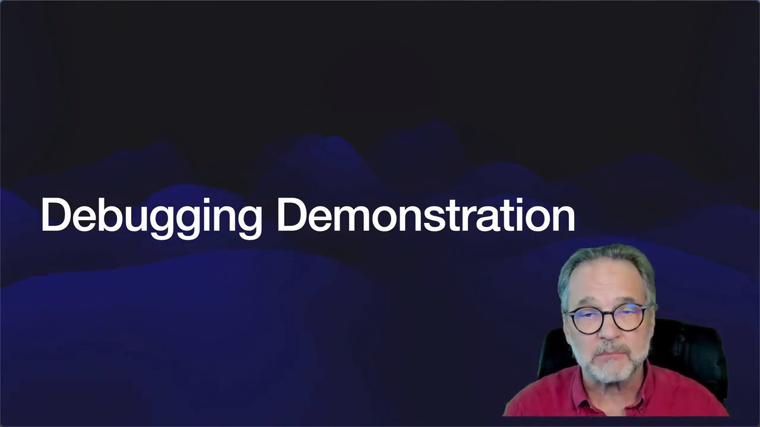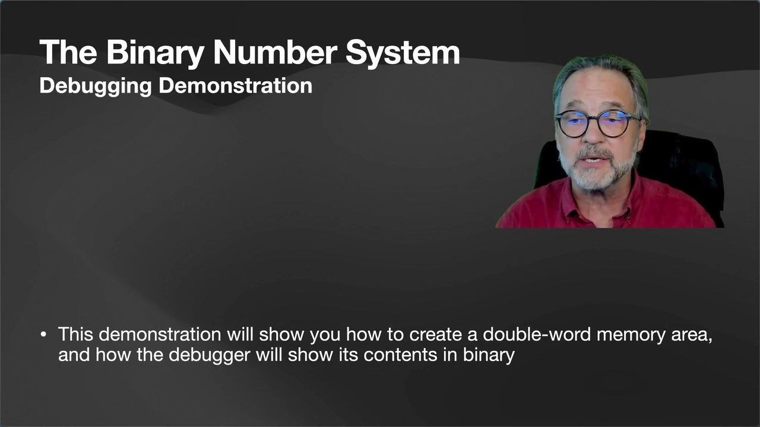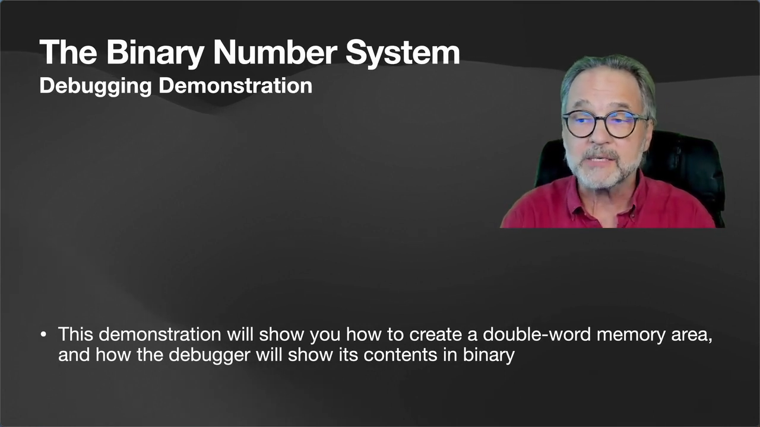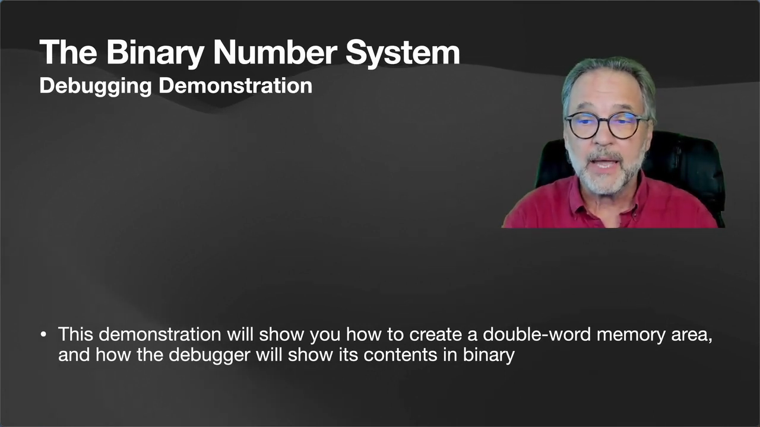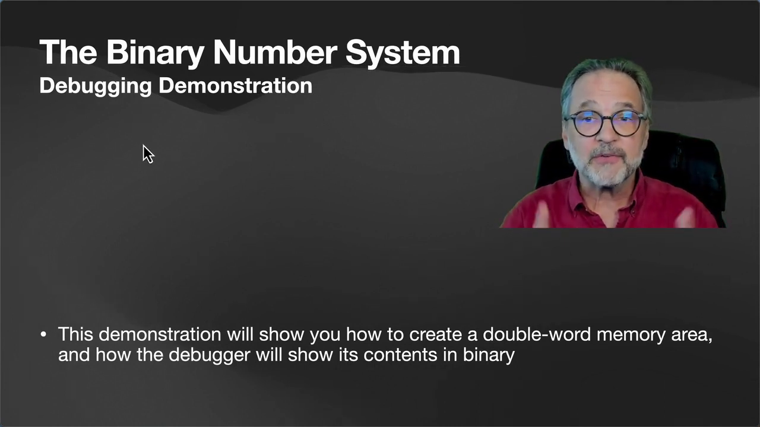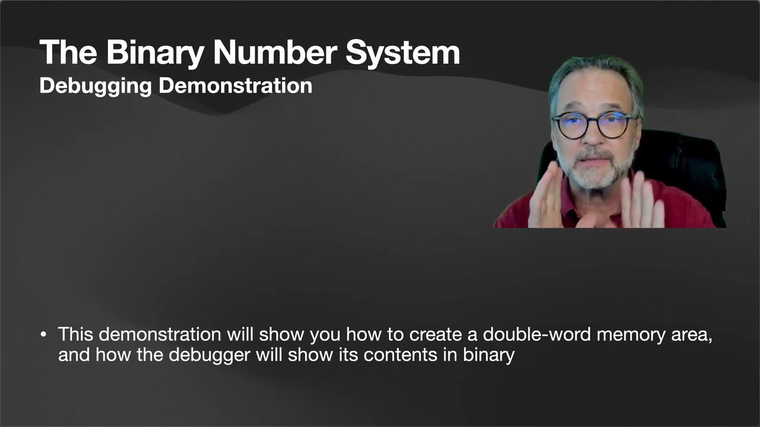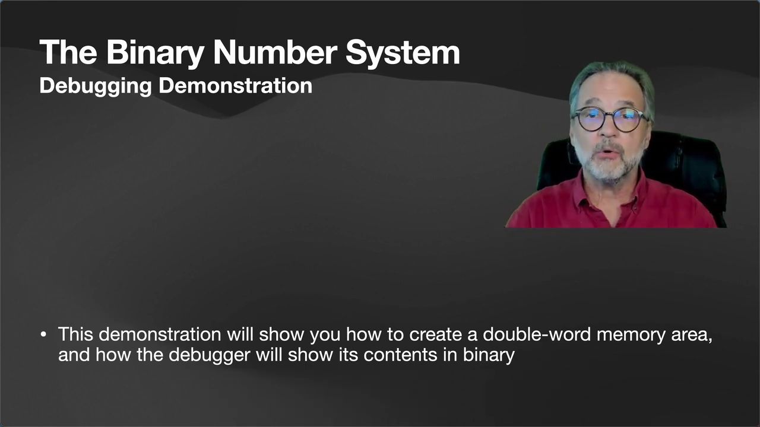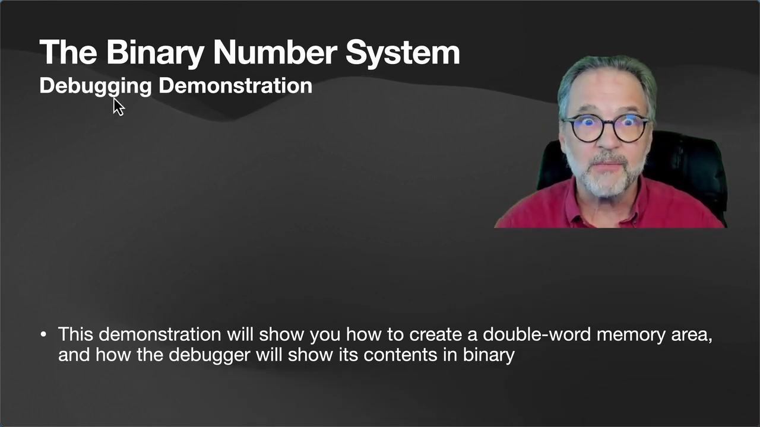Now let's do some debugging. Let's actually get into some coding here. And you're going to see a bunch of stuff here. What we're going to do is demonstrate how to create a double word memory area and how the debugger will show its contents in binary. We're going to do that first on Windows, then on Linux. So meet me in just a moment.